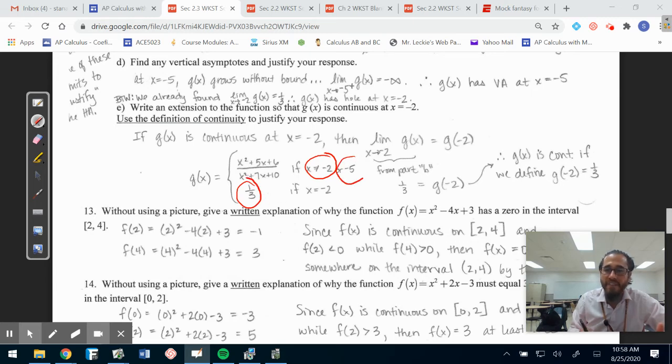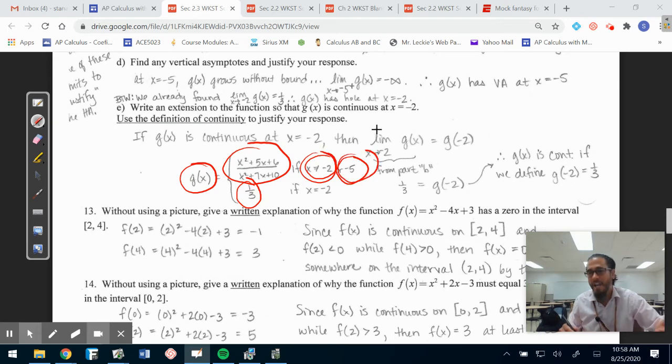So -5 we can't fix, right? It's a vertical asymptote. So we're going to tell this function, this computer, to use the top piece everywhere except these two pieces, because it will give me a DNE. But guess what? This cool little computer right here, it will get fixed because it's going to put in a 1/3 for it. The -5, we're out of luck, right? We're just out of luck, okay?